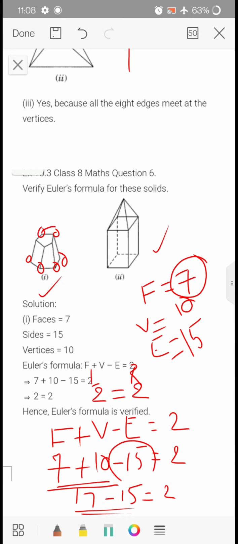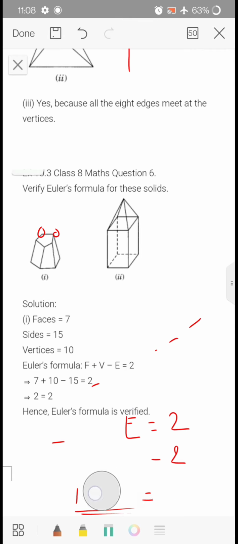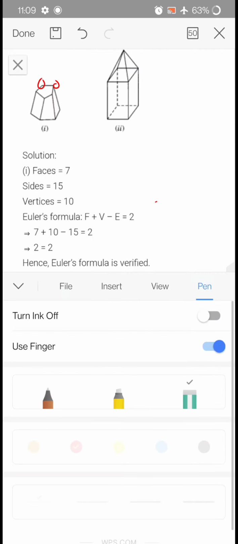If you get LHS equals to RHS, it means that Euler's formula is verified. Okay, so this is how you can solve this sum. The second one, you can try to solve by yourself. You have to find out the number of faces, number of edges and vertices. Then you put them in the formula. If you get LHS equals to RHS, it means that the formula is verified. Okay, moving to the next.